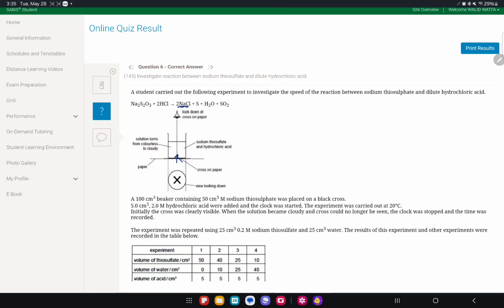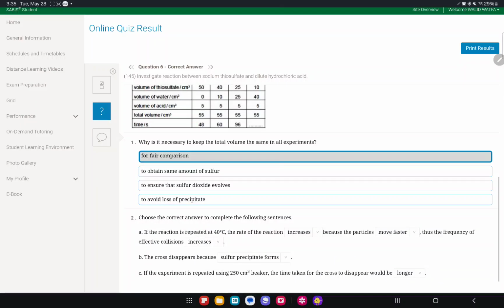What's gonna happen is there's gonna be NaCl forming, right? So this is NaCl crystals, all of this. This is what we call the precipitate. So this precipitate now is gonna form and it's gonna block this X that's over here. When they say why does the cross disappear? Because precipitate forms.